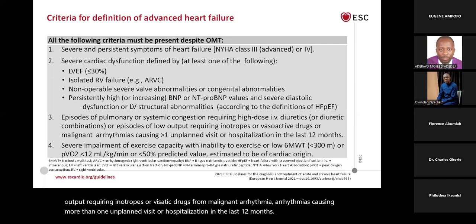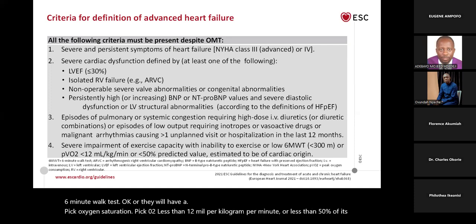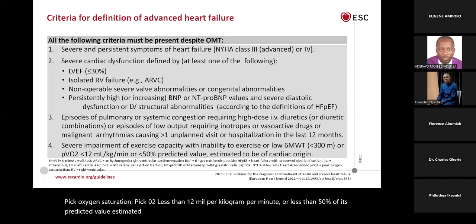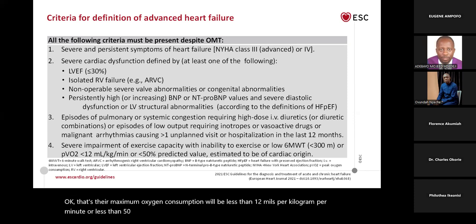Fourth, they will have severe functional impairment of exercise capacity with inability to exercise or a low 6-minute walk test, or they'll have a peak VO2 less than 12 ml per kg per minute, or less than 50% of its predicted value, estimated to be of cardiac origin. That's their maximum oxygen consumption will be less than 12 ml per kg per minute, or less than 50% of its predicted value. And this will be due to a reason from the heart.